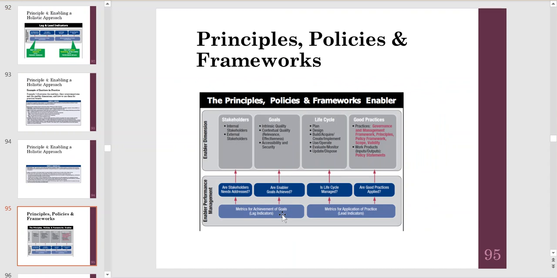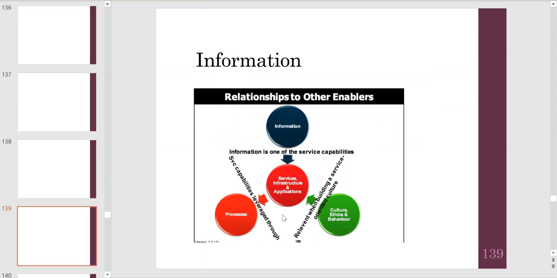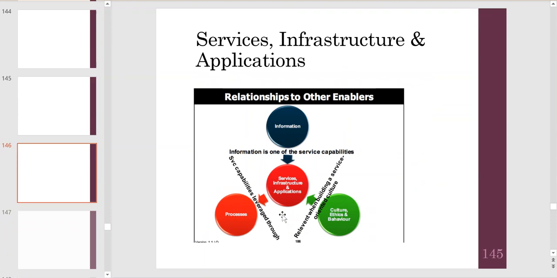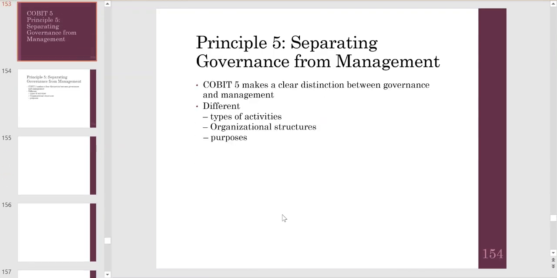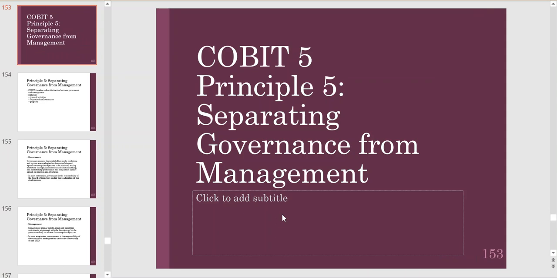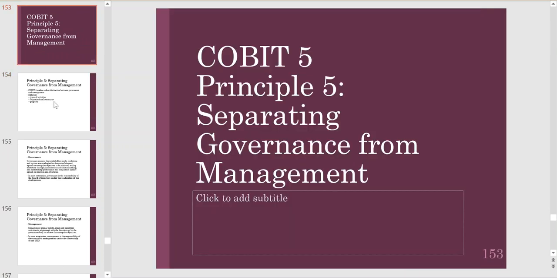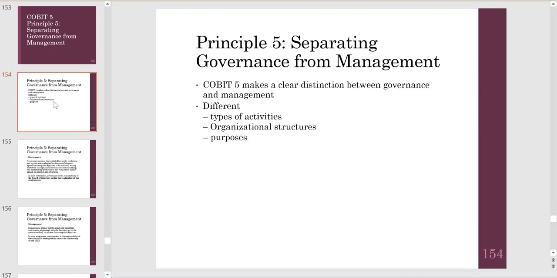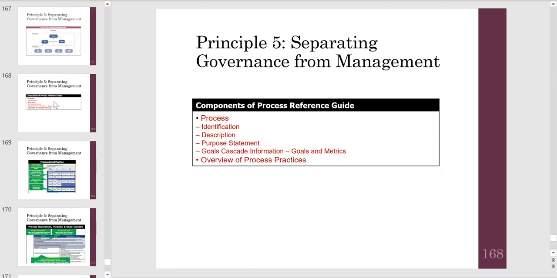So I think from slide 95 to slide number 153. Principle 5 is separating governance from management. I think this is very simple. We have covered it.